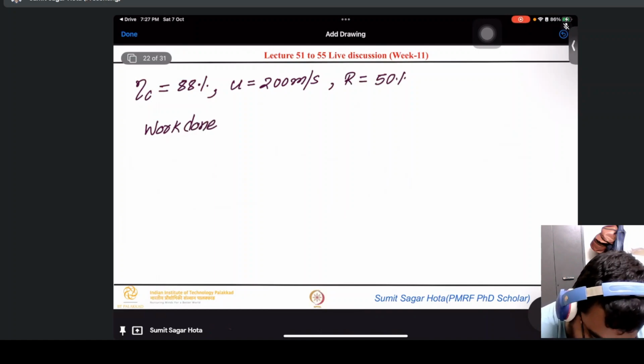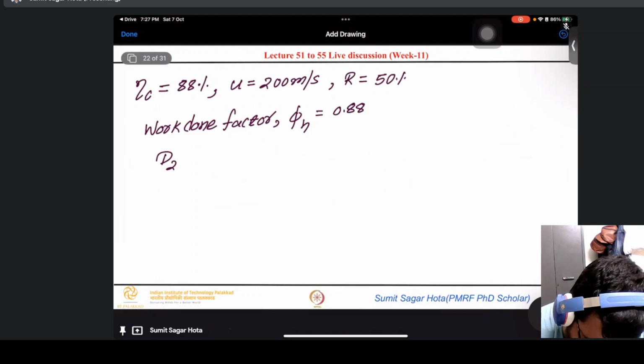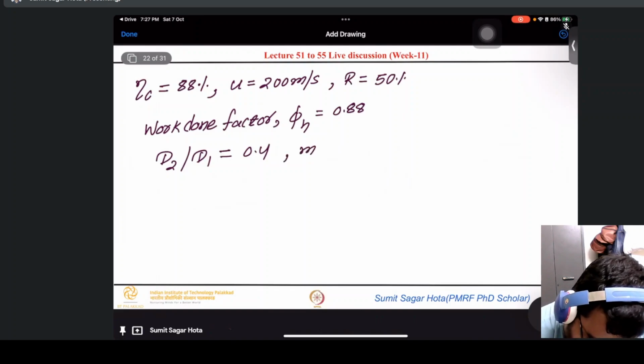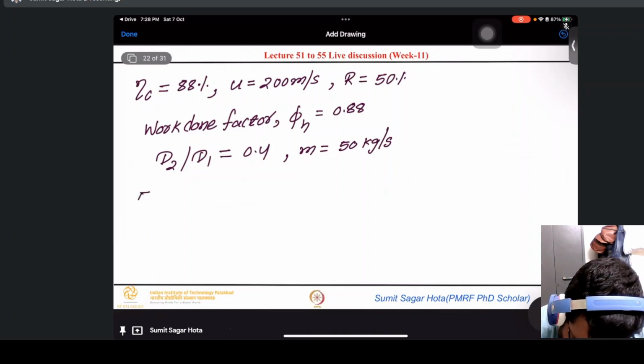The work done factor phi h equal to 0.88, d2 by d1 equal to 0.4, m equal to 50 kg per second. Okay, so here 50% reaction is there.